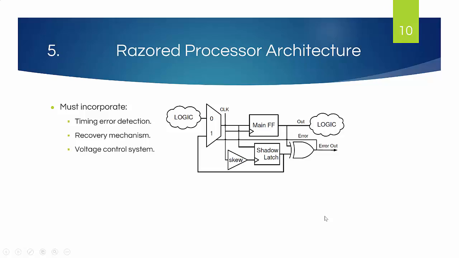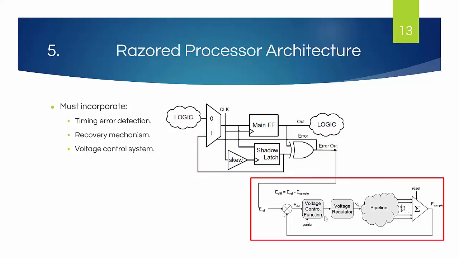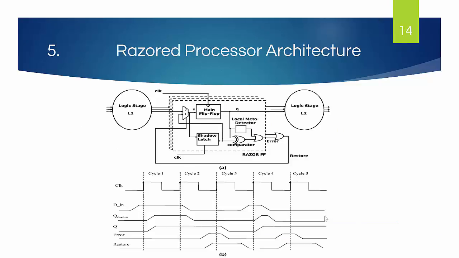The main idea in Razor architecture is to tune supply voltage by monitoring the error rate produced during operation. The pipeline must incorporate a timing error detection mechanism and a recovery mechanism. Also, it is important to incorporate a voltage control system for cases when it's necessary to adapt the circuit to operating condition changes, like temperature.